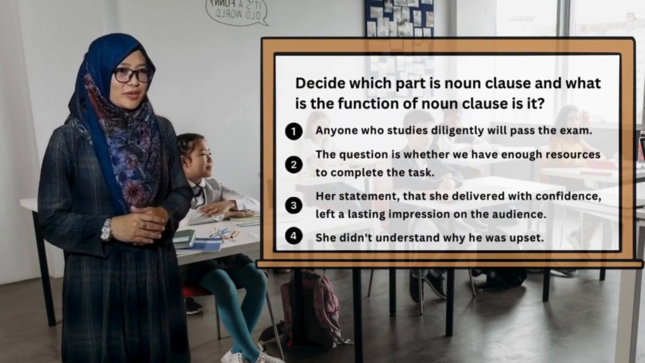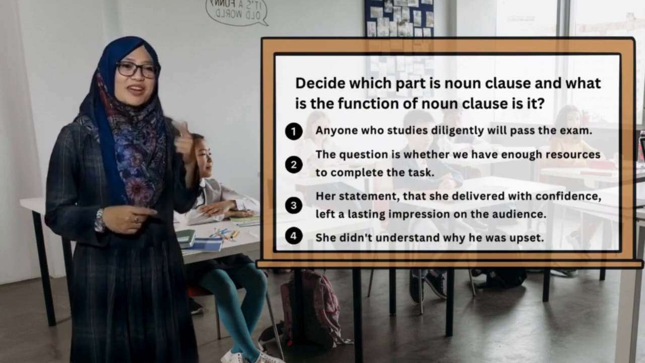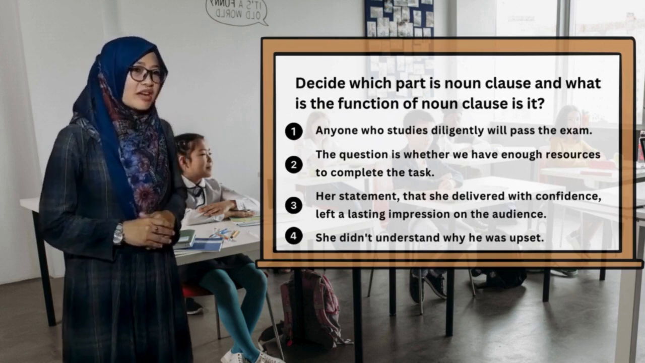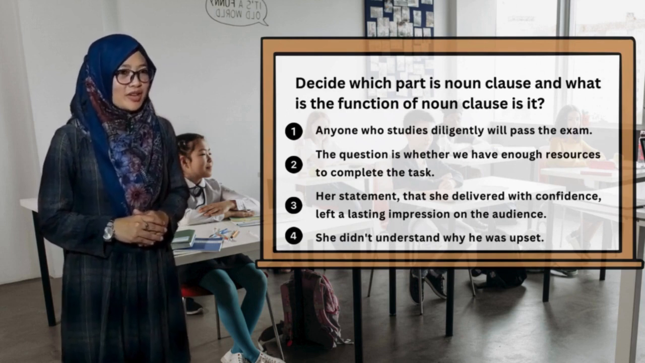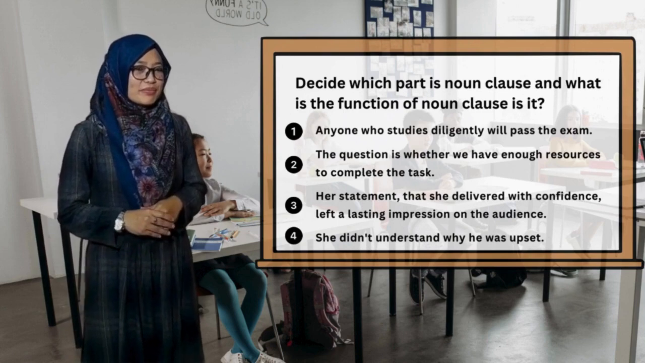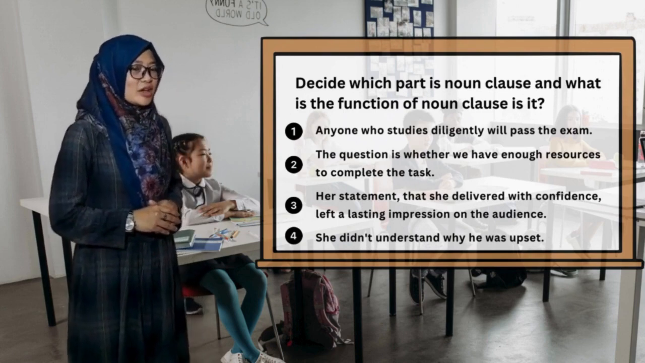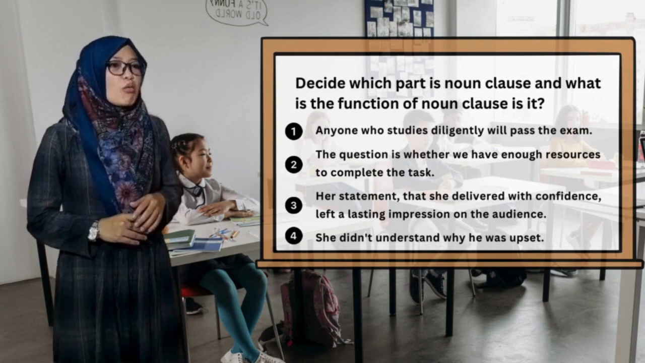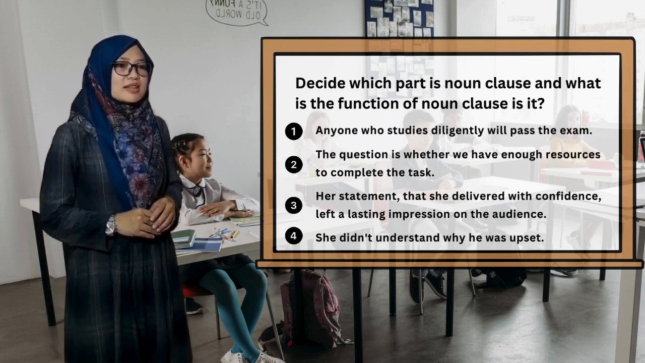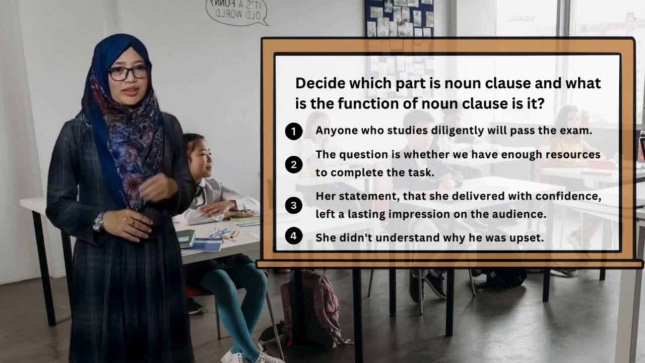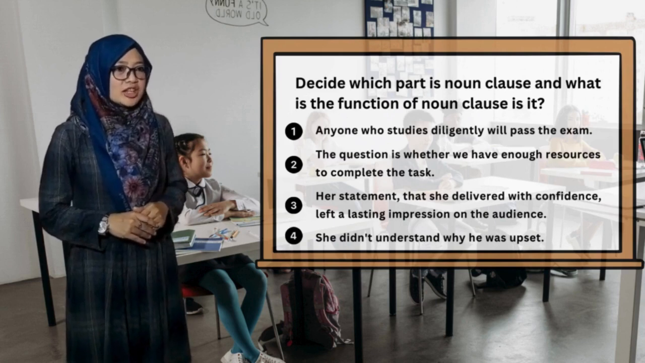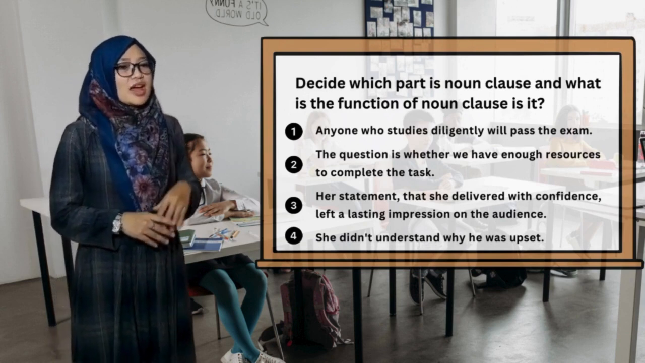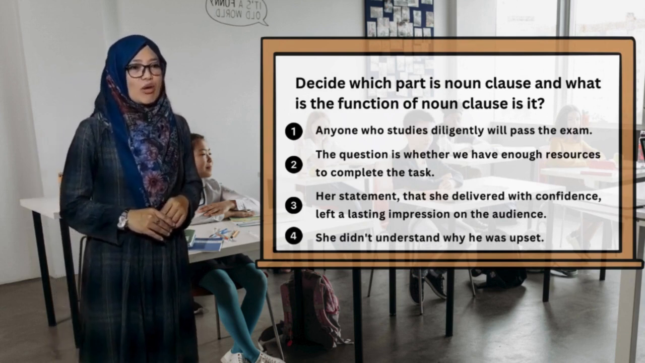Before we go to adjective clause, let's have some drills to sharpen our memory. From these sentences, decide which part is noun clause and what is the function of noun clause. Number 1. Anyone who studies diligently will pass the exam. Number 2. The question is whether we have enough resources to complete the task. Number 3. Her statement that she delivered with confidence left a lasting impression on the audience. And number 4. She didn't understand why he was upset.